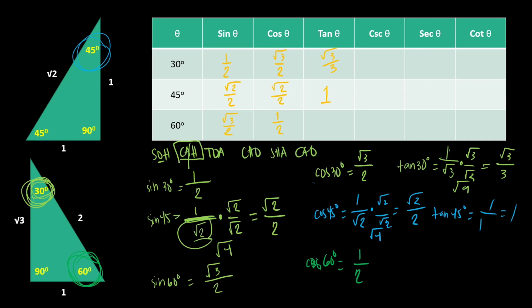Next is the tangent 60 degrees. For tangent we have opposite over adjacent. The opposite for 60 degrees is square root of 3 and the adjacent is 1. So we have the answer square root of 3.